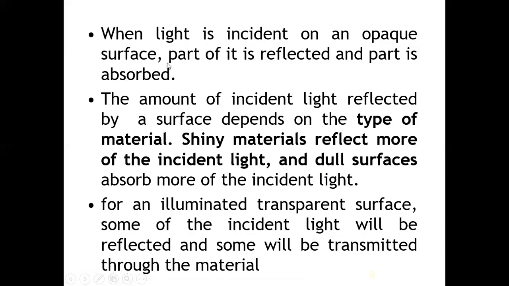So when light is incident on an opaque surface, what happens if it is not a transparent object but an opaque object? Part of it is reflected and part of it is absorbed. The amount of incident light that is reflected by a surface depends on the type of the material. Shiny materials reflect more of the incident light, and dull surfaces absorb more of it. For an illuminated transparent surface, some of the incident light will be reflected and some will be transmitted through the material.